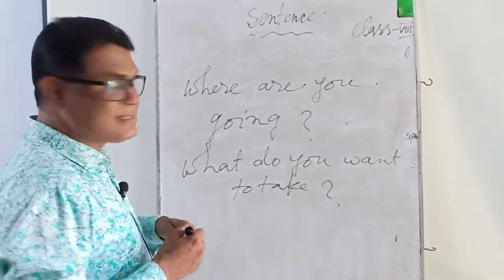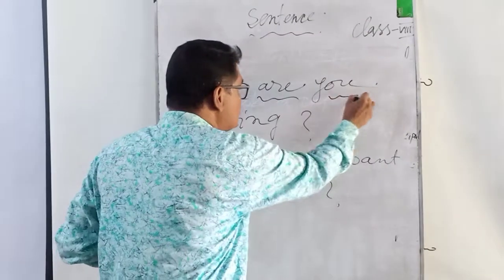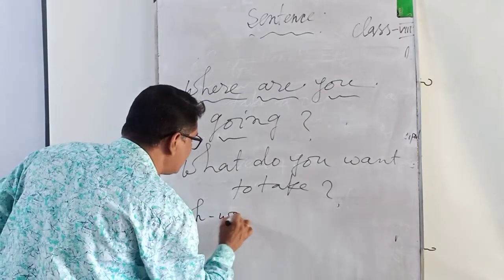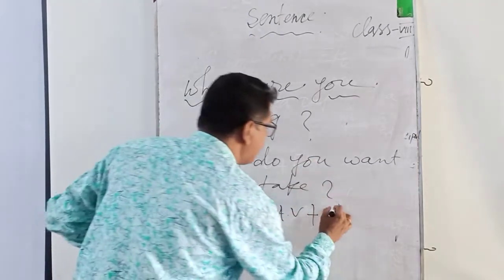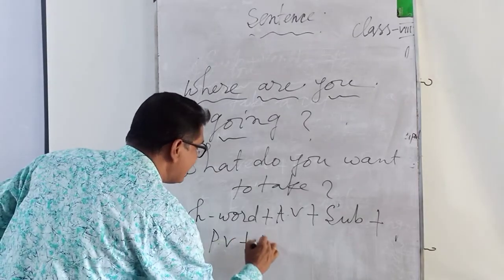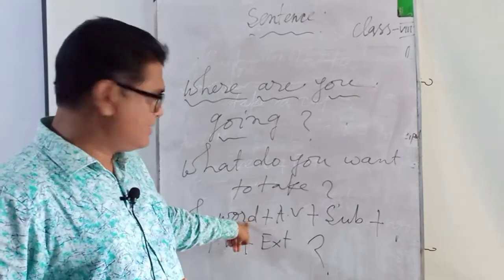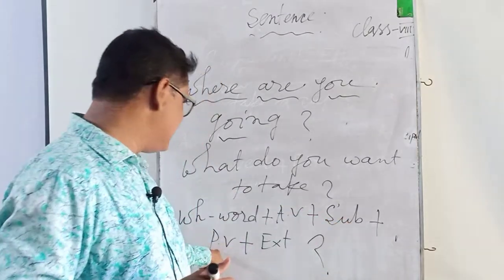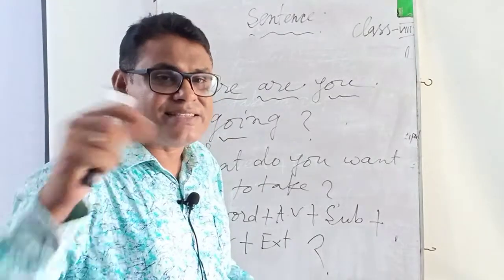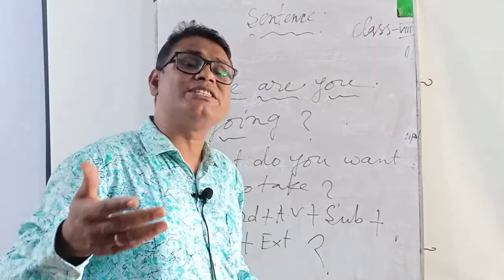And if you analyze this question, you should say where. This is the WH word. R, this is auxiliary verb. U, this is subject. Going is principal verb, you should say. Okay? So WH word plus auxiliary verb, then subject, then principal verb, then extension. Last of all, there is a question mark. If I form a sentence in this way, then we should say this is a question or interrogative sentence. What type of question? WH question. You can form WH questions in different ways.